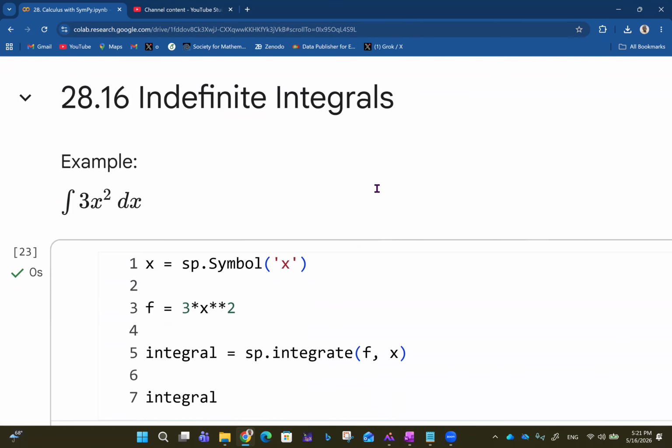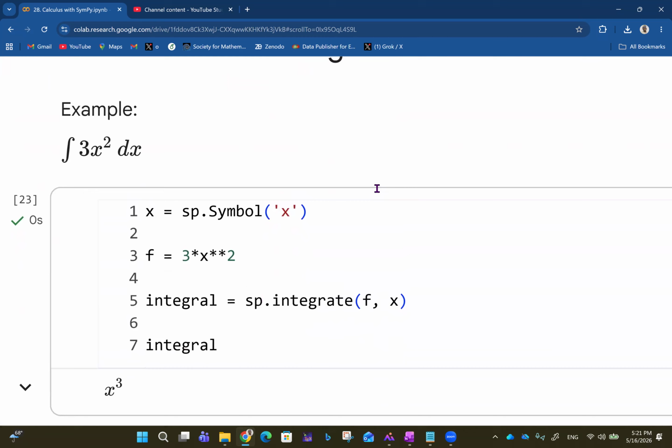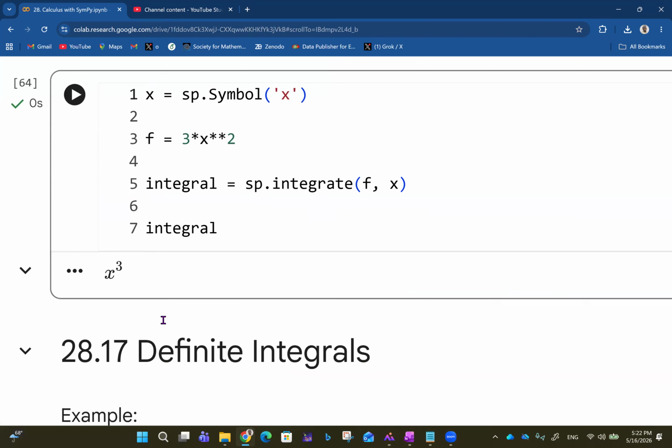Then you have indefinite integrals, right? If you integrate 3x squared with respect to x, you have 3x cubed over 3. So the 3 cancels out, and you just have x cubed. How do you set that up? You declare your symbol, declare the function, then do the integral. You have sp.integrate, and then you have x cubed.